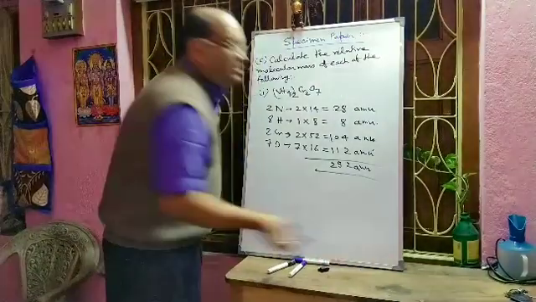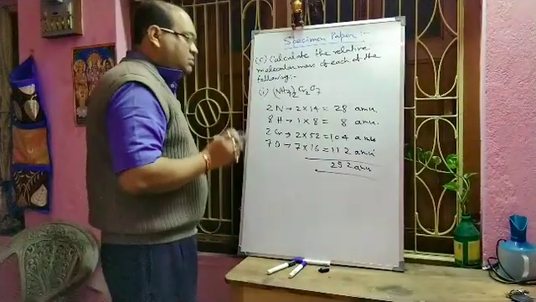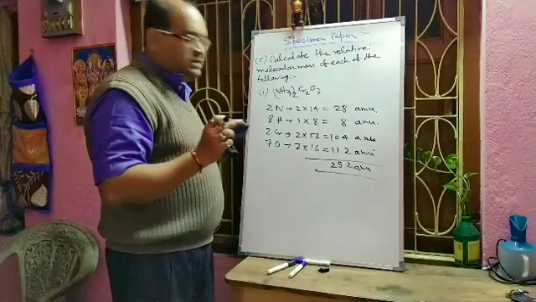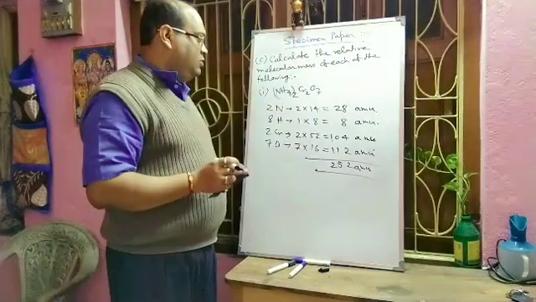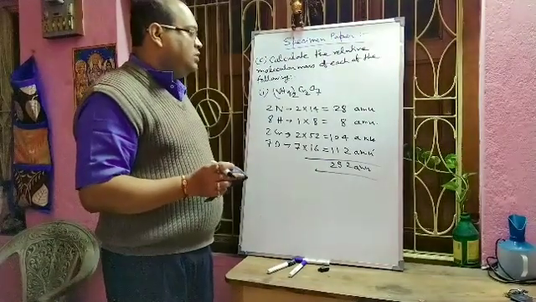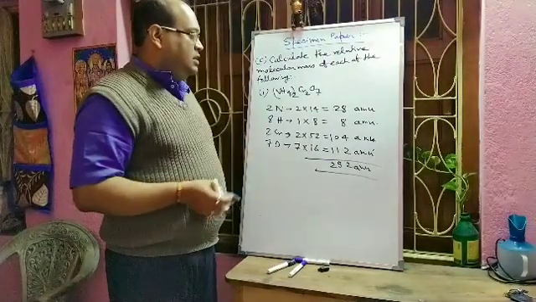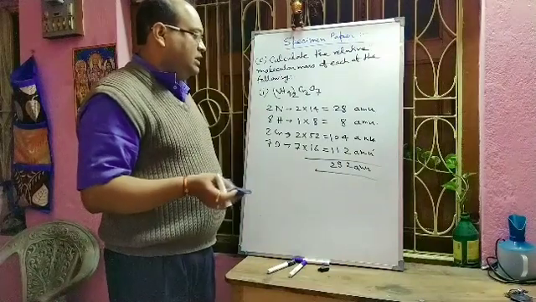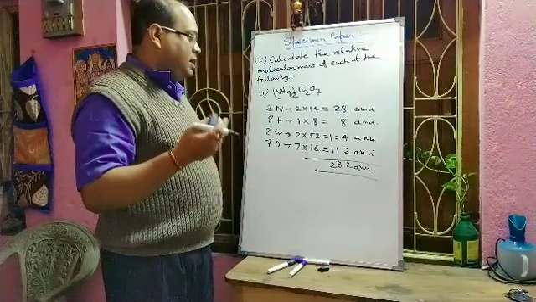Okay. So in this way you have to calculate. All atomic masses will be supplied, according to the board's rule. So you just calculate the total mass by adding the mass of the individual atoms.